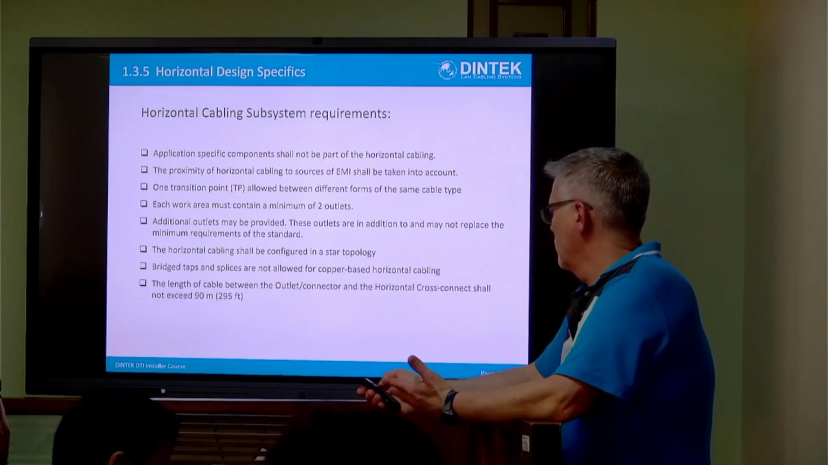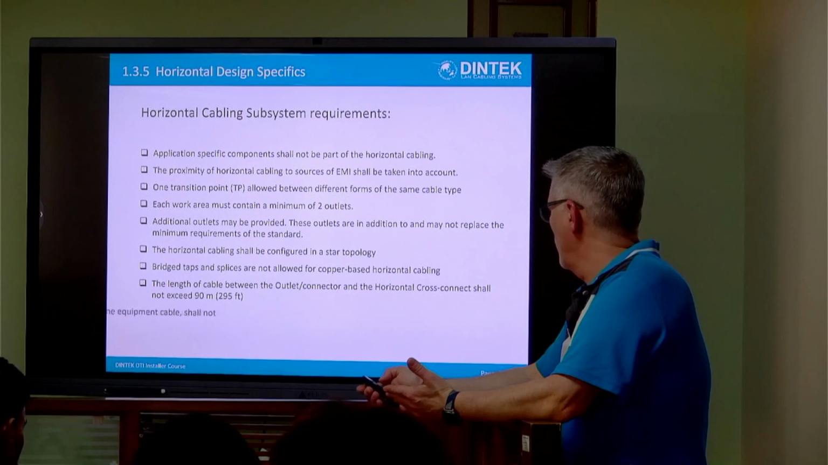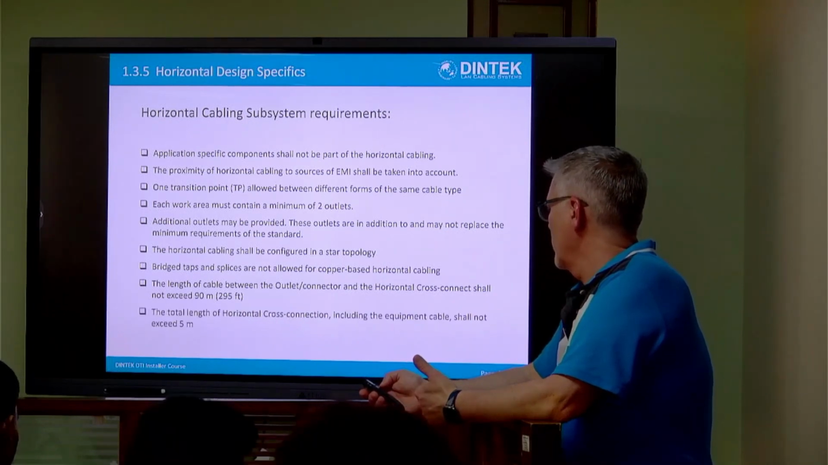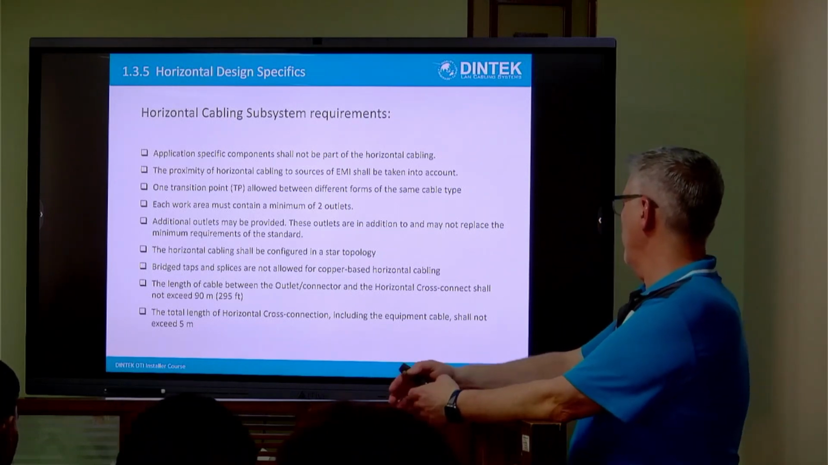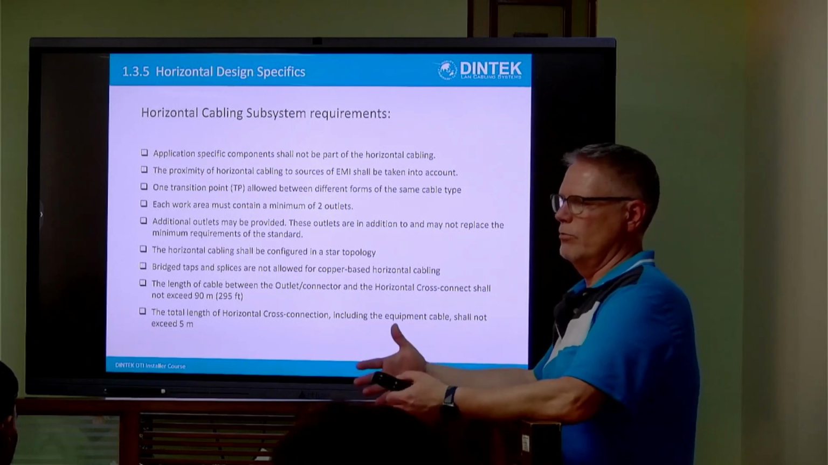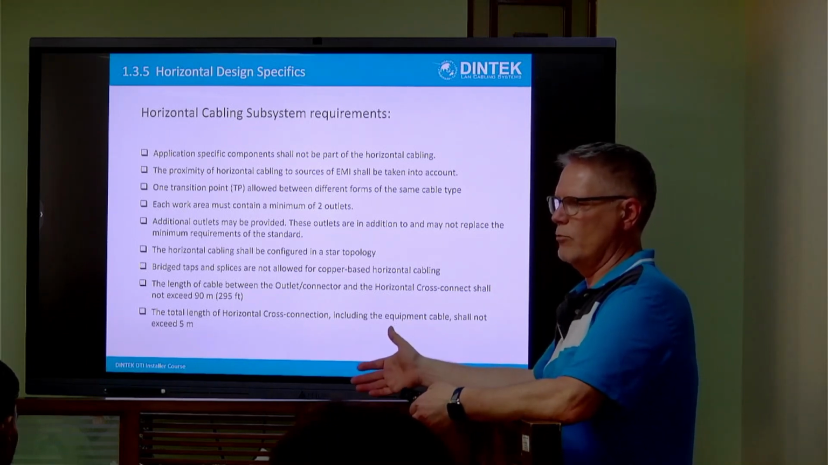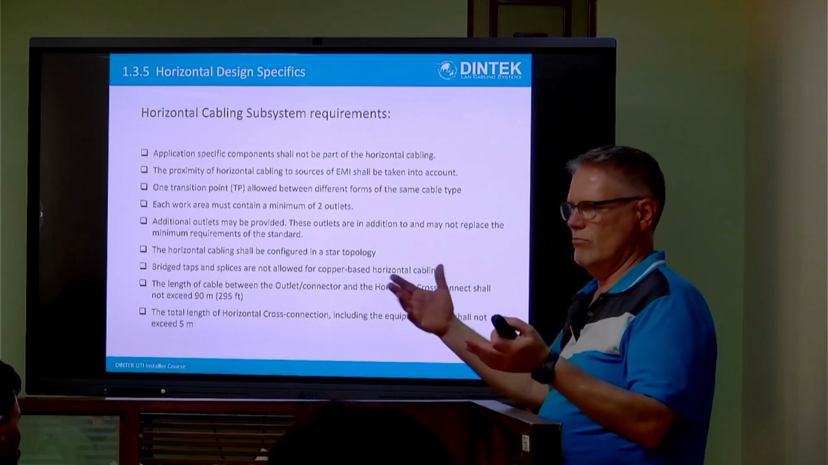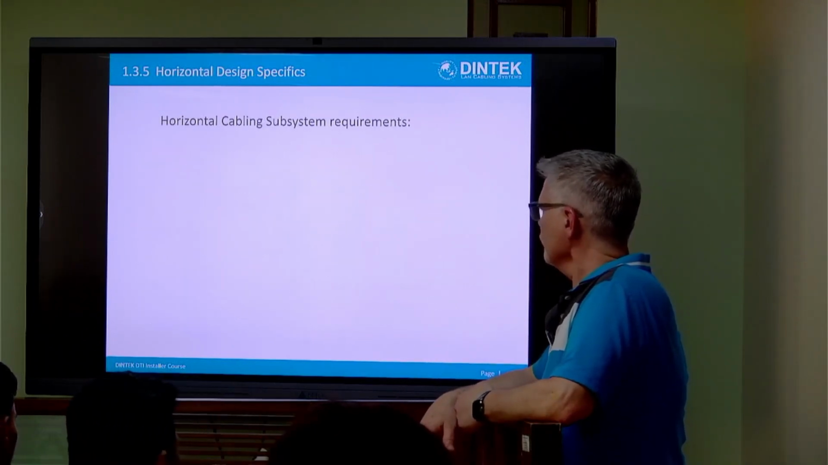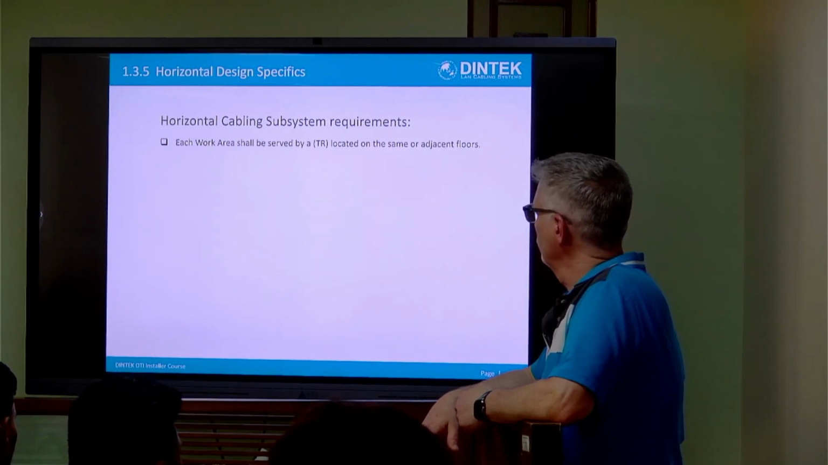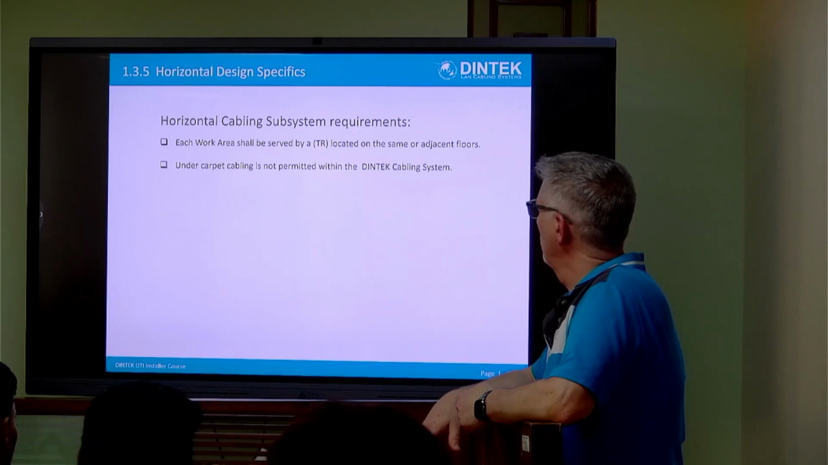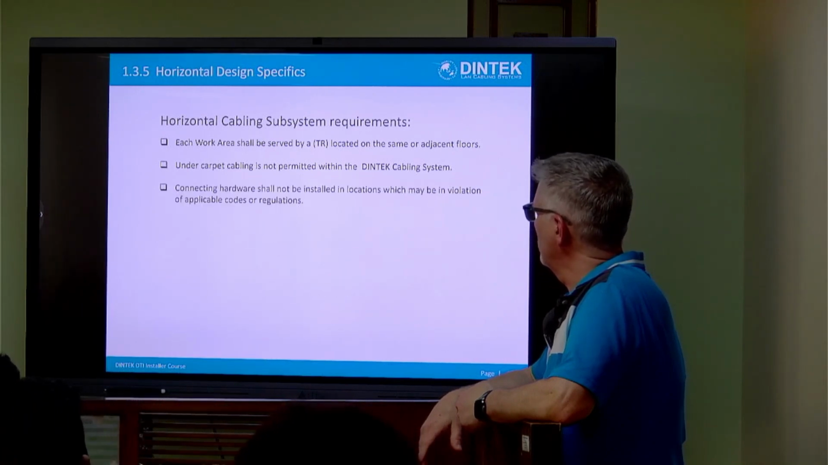Length is not to exceed 90 metres, and the total length of the connection, including the equipment cable, should not exceed 5 meters. What it's saying is we really shouldn't have more than 5 meters of attached cable at each end. Yes, that might be what it's called here, but technically it shouldn't be. So I don't need to worry about these.